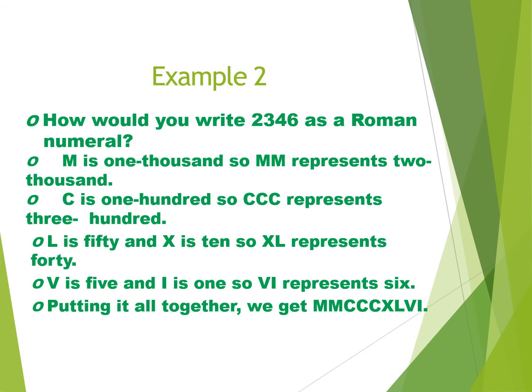Example 2. How would I write 2346 as a Roman numeral? Easy peasy. M is 1000, so MM represents 2000. C is 100, so CCC represents 300. L is 50 and X is 10, so XL represents 40. V is 5 and I is 1, so VI represents 6. Putting it all together, we get MMCCCXLVI.